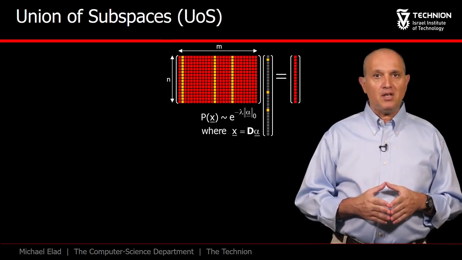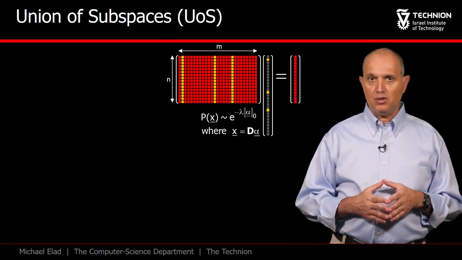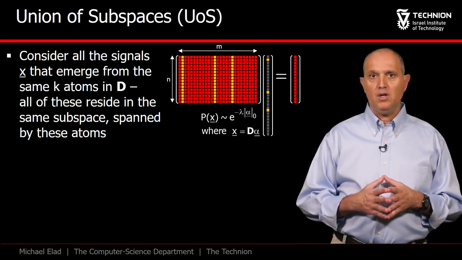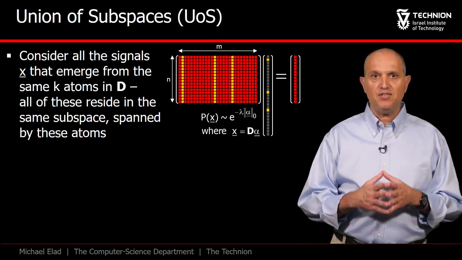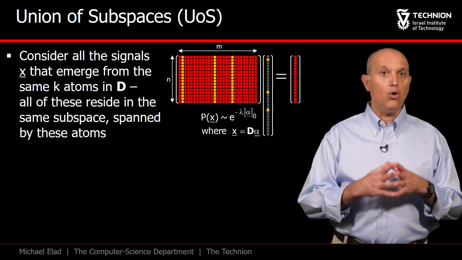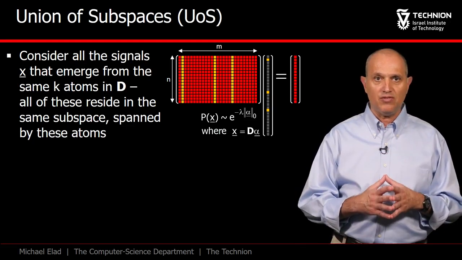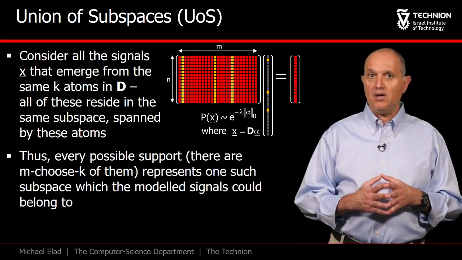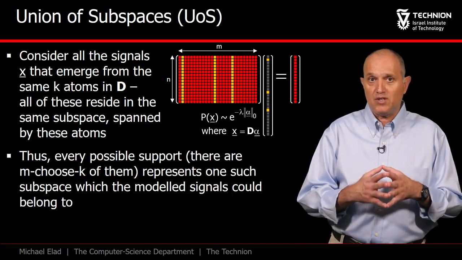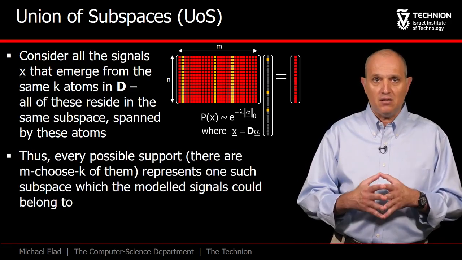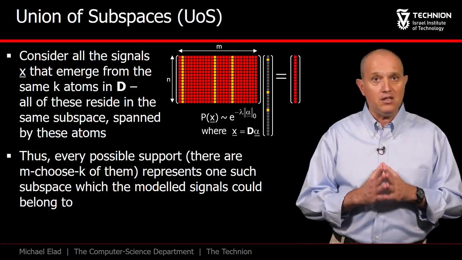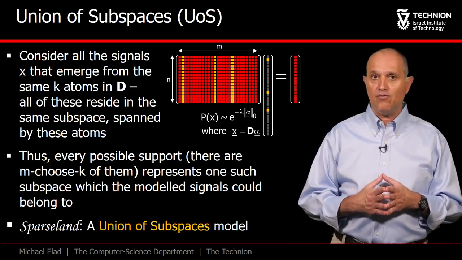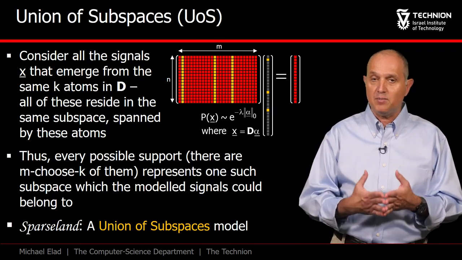A term often encountered when discussing the SparseLand model is union of subspaces. Let's explain it briefly. Suppose that we choose k specific atoms from D. All the signals relying on this set of atoms form a low-dimensional subspace. Well, there are m choose k such choices of subspaces, and every signal from our model, if created using k atoms, must belong to just one of these. Therefore, our model has a union of subspaces form.